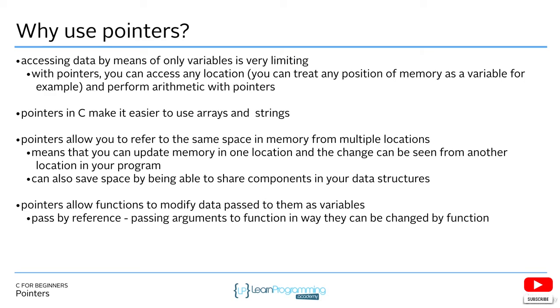Pointers also allow functions to modify data passed to them as variables. This is passed by reference. We're going to have a lecture on this. This is where you can pass arguments to a function which are pointers, and then inside the function, when you change that data, the change will be reflected outside that function. So we no longer have to use global data. We can use data inside of a function, pass that data as a pointer, and then the change is seen outside that function. So it doesn't have the disadvantage of using global variables, where everything is tightly coupled. You can limit that to only the functions that need to know that data.